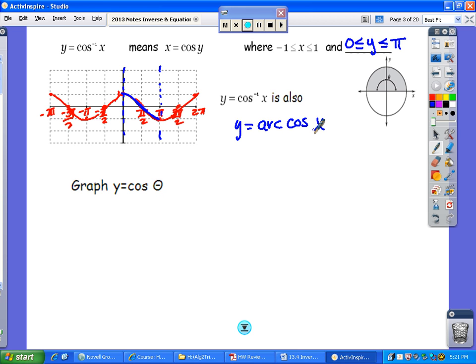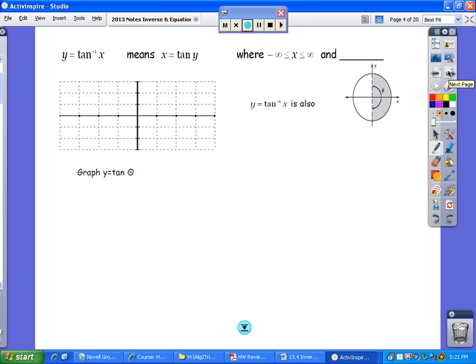All right, finally, let's look at tangent. With tangent, remember we have asymptotes at pi over 2 and 3 pi over 2, and negative pi over 2 and negative 3 pi over 2. I'll let this be 1. Every one of my scale marks is pi over 2 here. All right, so let's draw our tangent function.